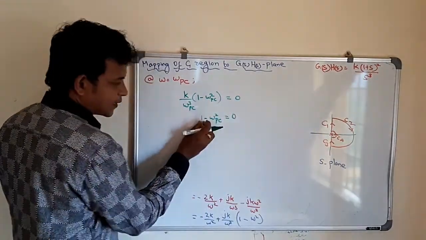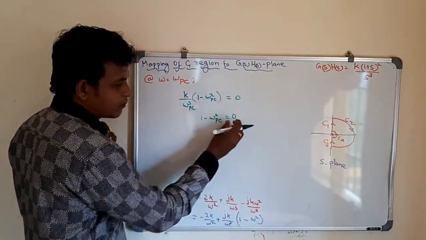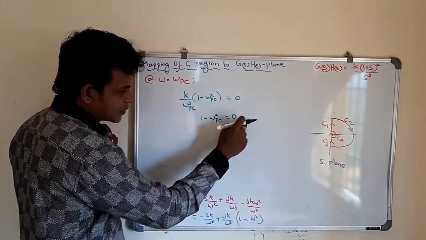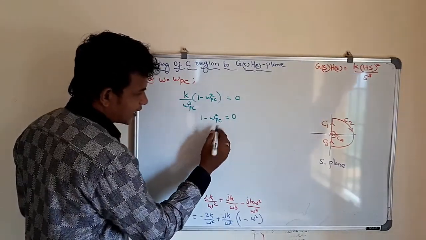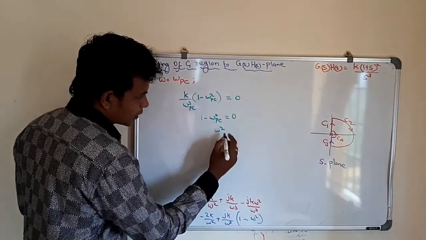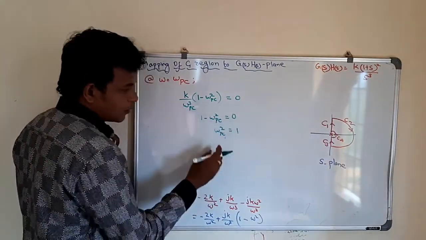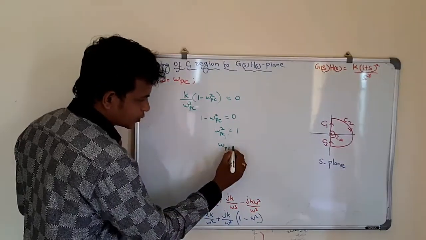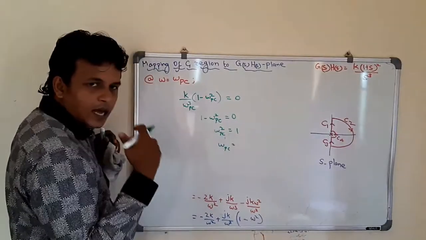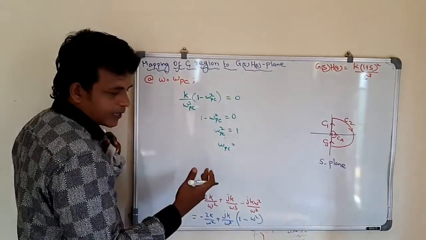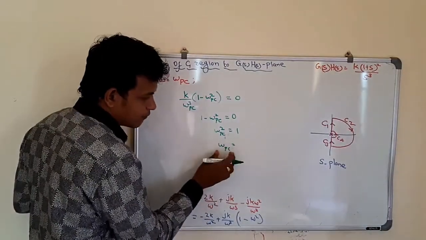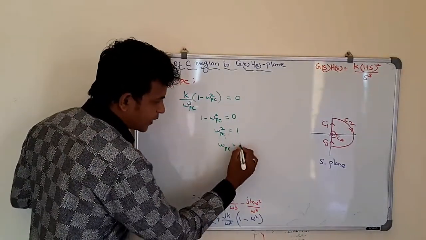When I take this 1 to the right hand side, it becomes minus 1, and here I have a minus, so this minus and that minus cancel each other. Finally I have omega pc square equal to 1, and omega pc should be equal to plus or minus root of 1. Since it is a frequency in radians per second, it cannot be negative, so we consider only the positive value. So omega pc, the phase crossover frequency, is 1 radian per second.